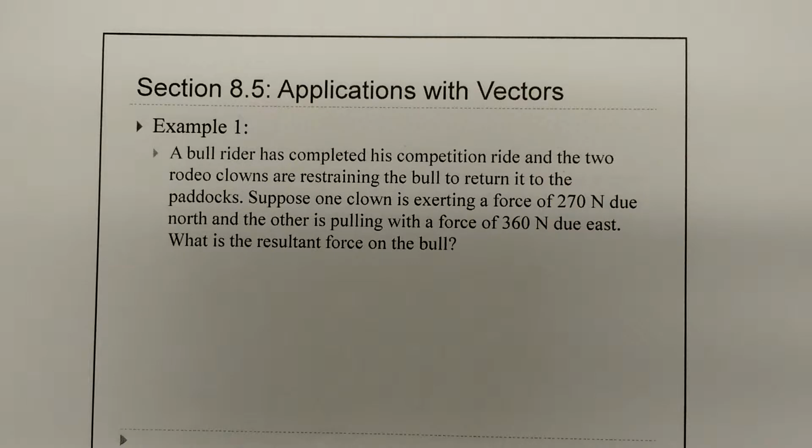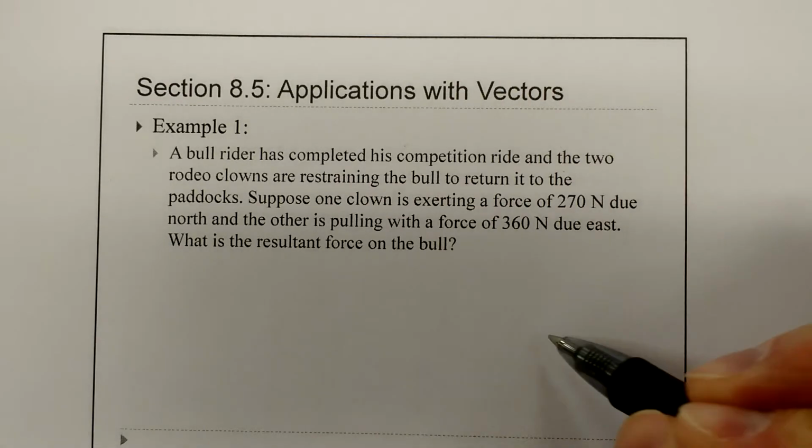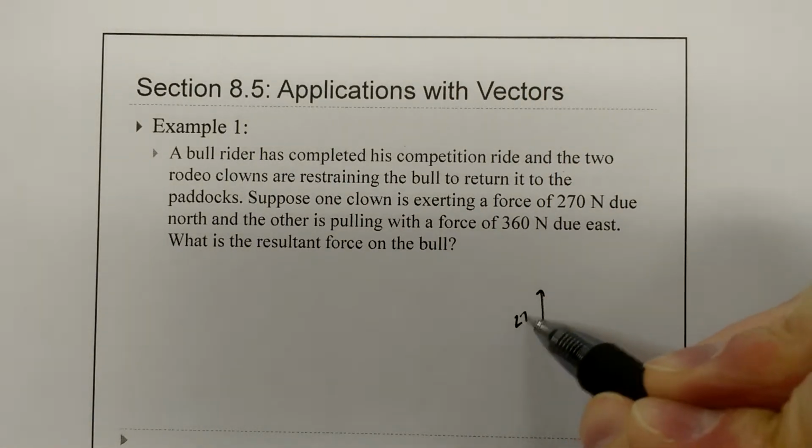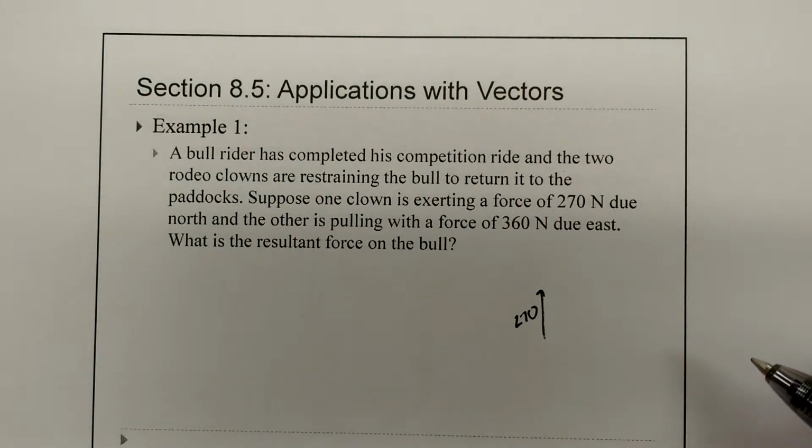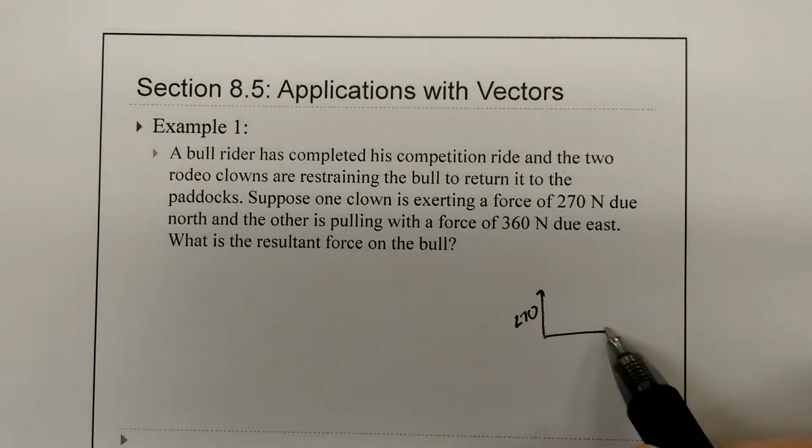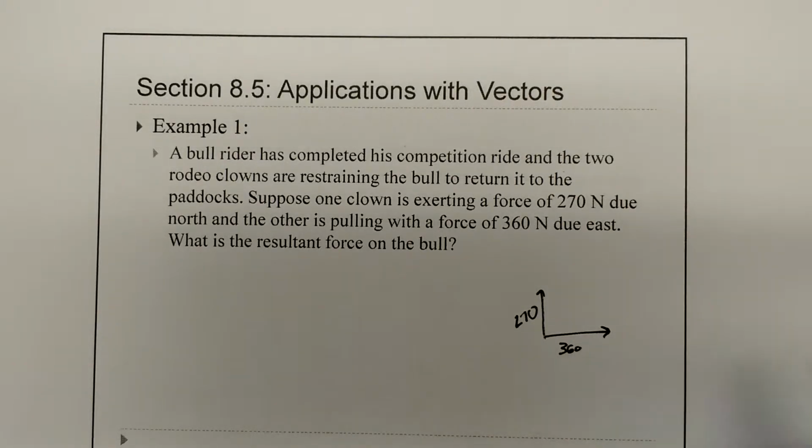So, the horizontal and vertical components. Example 1: a bull rider has completed his competition ride and 2 rodeo clowns are restraining the bull to return it to the paddocks. One clown is exerting a force of 270 newtons due north, so we'll draw that. There's 270 newtons pointing north. The other is pulling with a force of 360 due east. What is the resultant force on the bull?